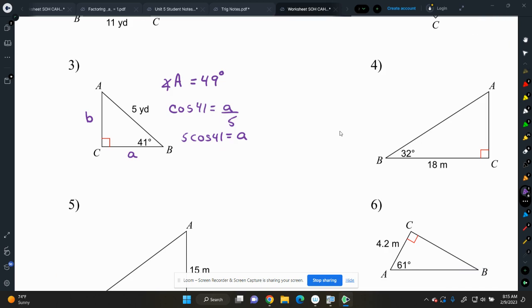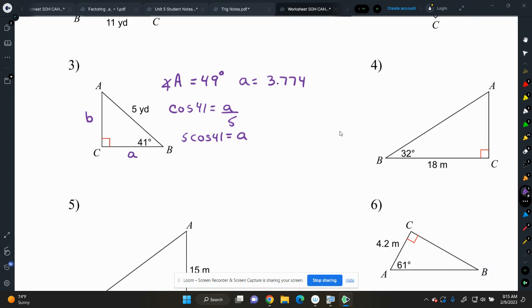Let me make sure that I get my calculator in the right mode. Okay, 5 cosine 41. So we're looking at 3.774. Okay, I'm going to ask you to round it to 3 decimal places. Okay.